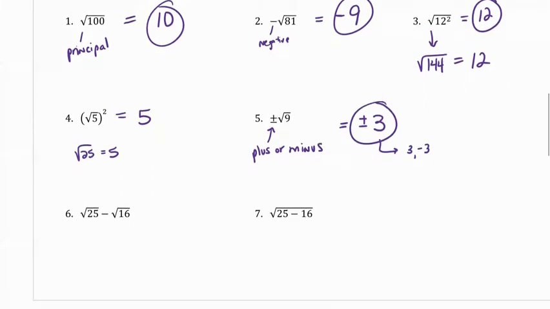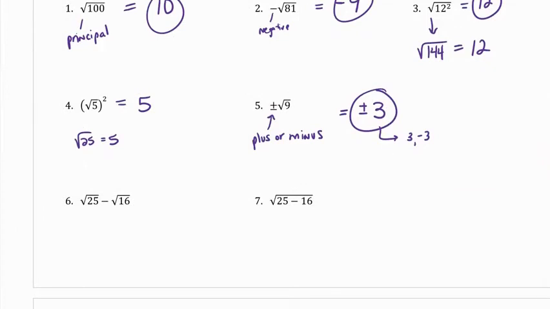Okay, if I want to subtract the square root of 25 minus the square root of 16, do not just subtract those two numbers here. Order of operations: anything inside of a square root is like something being in parentheses. So I do the square roots first. The square root of 25 is 5. The square root of 16 is 4. Then I can do my subtraction, 5 minus 4, and my answer is 1.